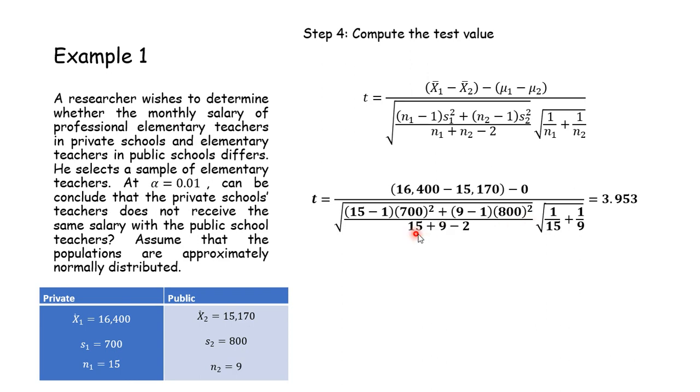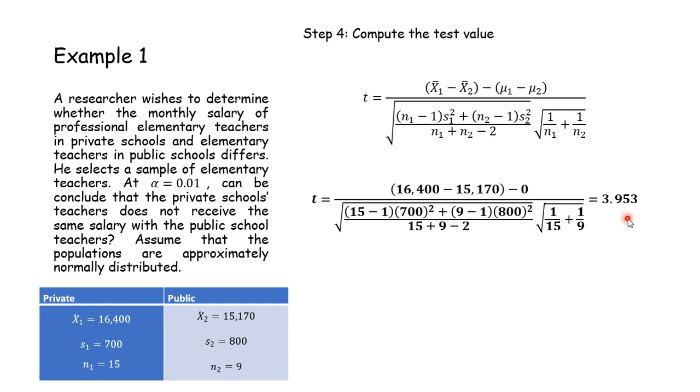Divided by the degrees of freedom, which is 15 plus 9 minus 2. And then another square root of 1 over 15 plus 1 over 9. Once na-input nyo na po yan sa calculator, ang answer po natin is 3.953. Here on step number 4, for the test value or getting the computed t, always round off your answer to 3 decimal places, kasi i-compare natin siya sa critical value natin.